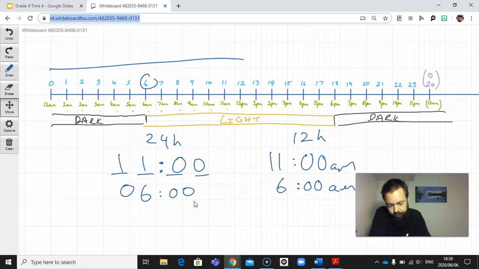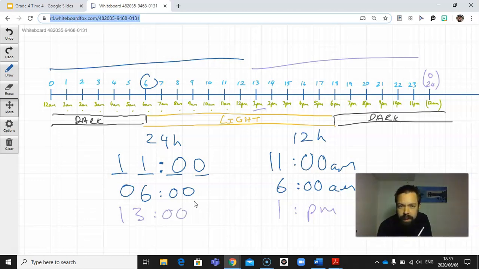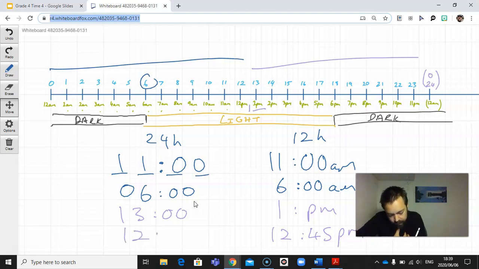Let's look at the afternoon. We can do the afternoon in purple. All right, so what about if it was 1 p.m.? Well, 1 p.m. is over here, so that's 1300 hours. Quite easy to see that. That's not really a problem. What about, I think I've got space for one more, let's say 12:45 p.m. So that's somewhere around about here on my timeline. Well, actually, that's just 12:45, like that. So fairly straightforward when I'm doing this.